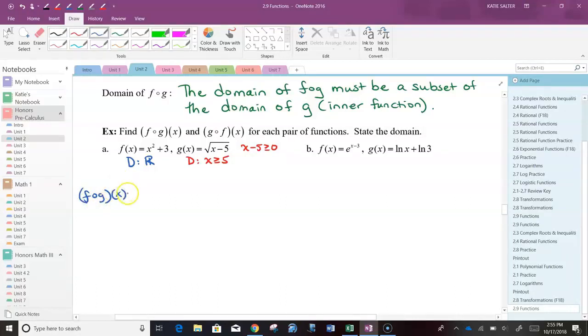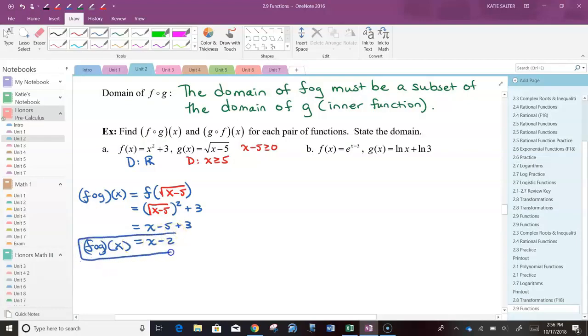So for f of g of x, that means that we are substituting the g function inside the f function. And the g function is equivalent to the square root of x minus 5. So then, once we substitute that into the f function, where we see x, we replace x with the square root of x minus 5, and then we would square that plus 3. So when we square a square root, they cancel each other out, so that gives us x minus 5 plus 3. Therefore, we get the function x minus 2. So f of g of x is equal to x minus 2.